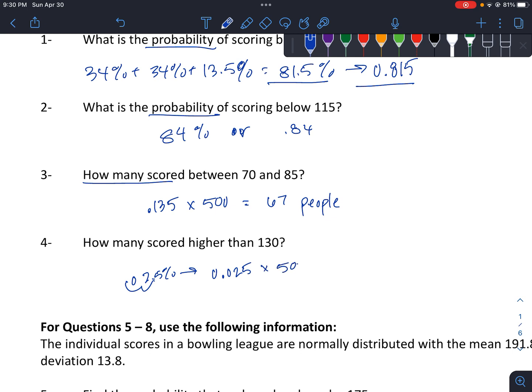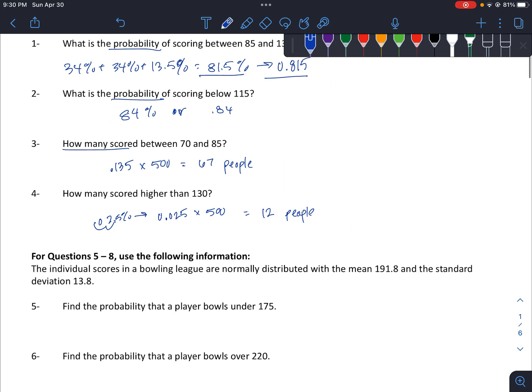Multiply that by the 500. So 500 times 0.025. And we get 12.5. So we'll round down to 12 people. So about 12 people will score more than 130.